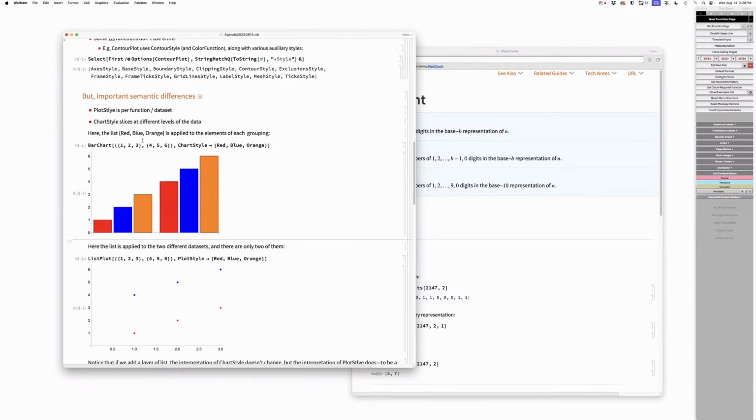So just to be clear, this is per data set, so to speak. And this is per element in that slot in each data set. Yes. Okay. I mean, it's almost humorous that somebody could get that from the name plot style versus chart style.